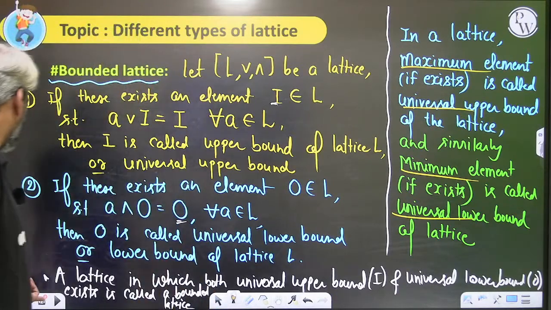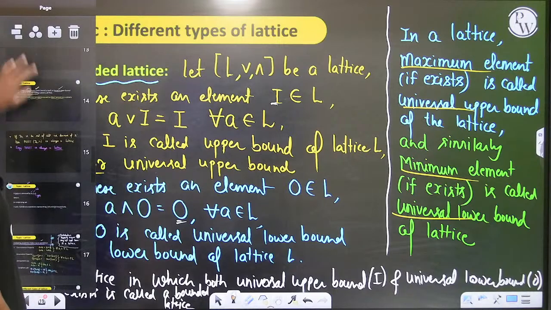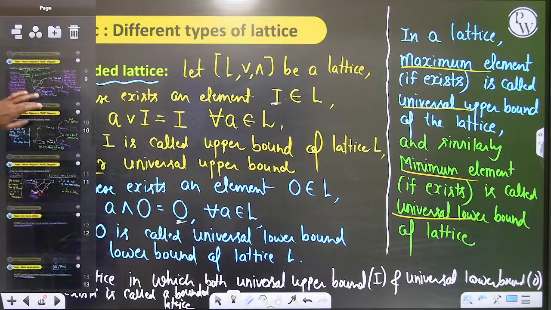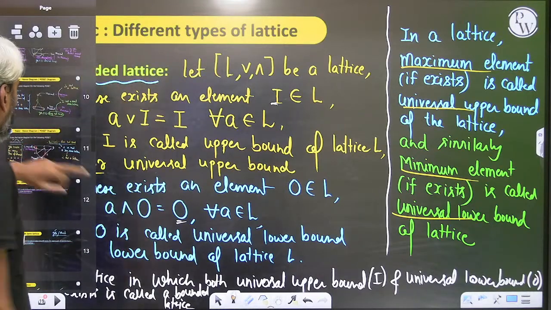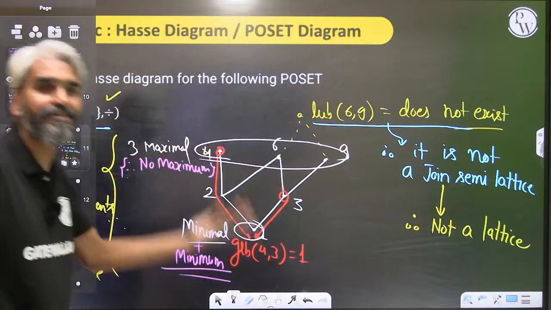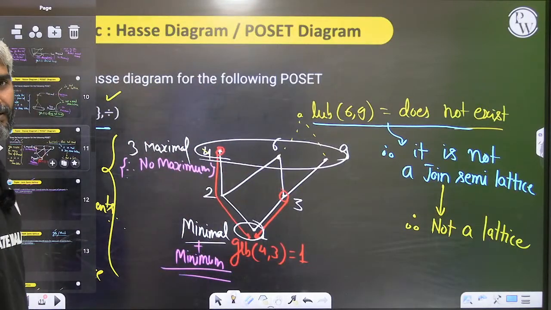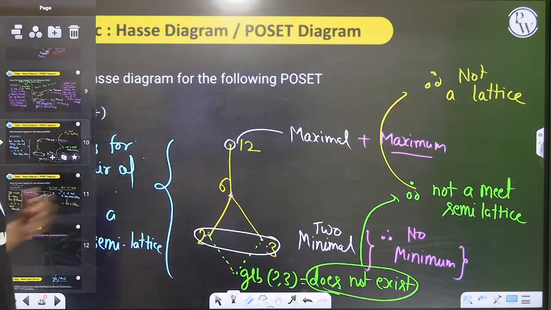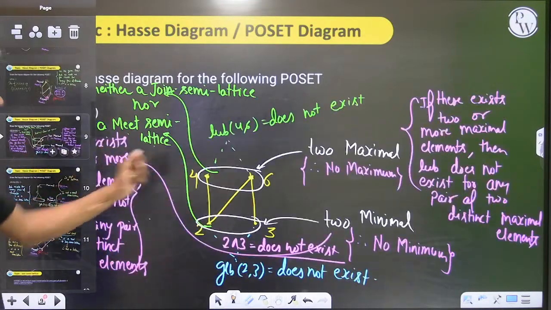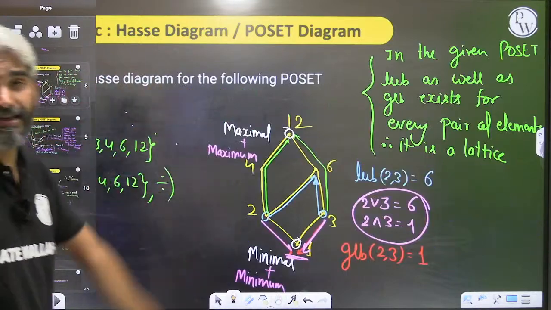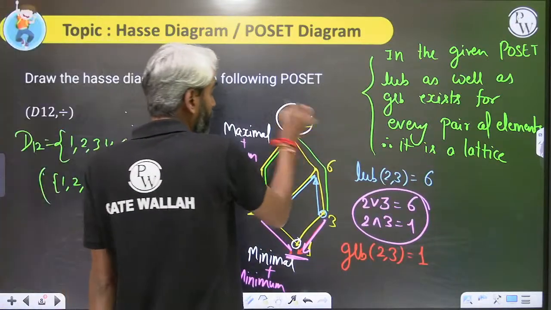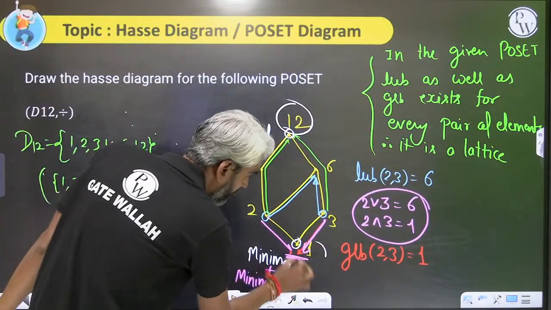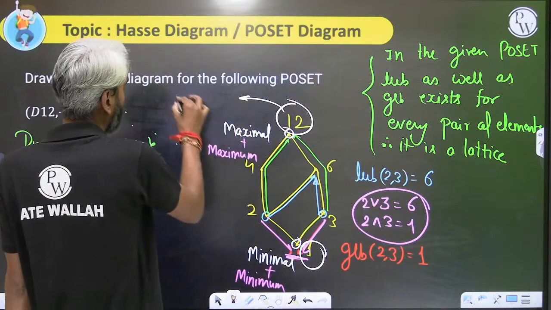Clear? So let's go back to the previous examples. Now you know, sir, for the posets which are not lattices, there is no point in discussing whether it is a bounded lattice or not. It is not a lattice. So what's the point of becoming a bounded lattice? Sir, it's not a lattice. So what about this? Sir, it is a lattice. And the maximum element is 12, the minimum element is 1. So 12 is the universal upper bound.